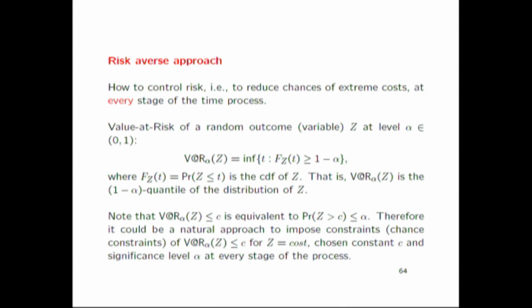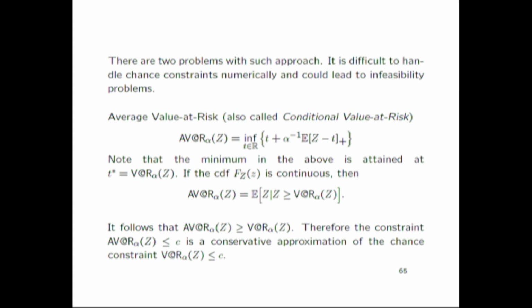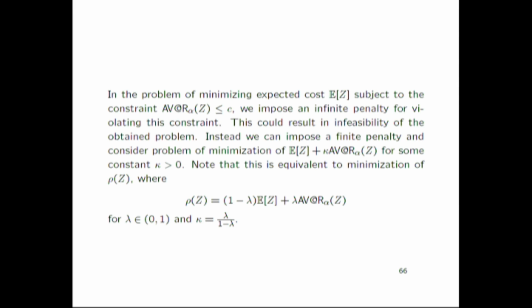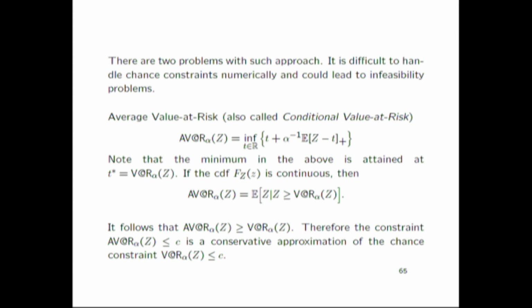It's one problem. Another problem is that the chance constraint is very difficult to solve, even for a simple static problem, not talking about multi-stage. So I can do it with average value at risk. Instead of value at risk, I look at average value at risk and put it in a constraint. If I do that, at least it's convex. It's much easier, and in conditional form. But yet I can face infeasibility.